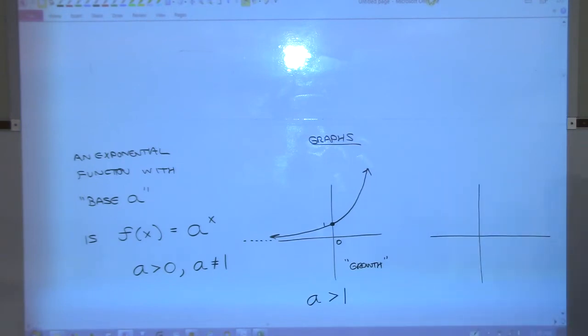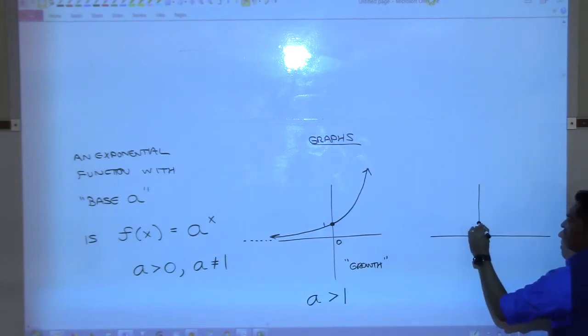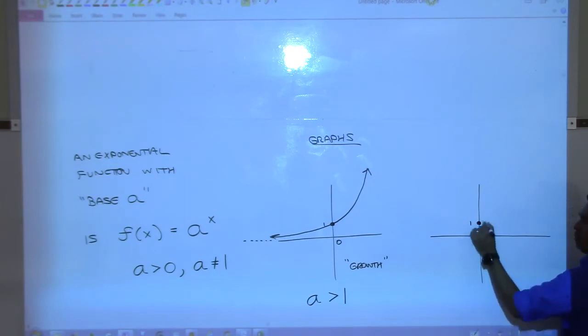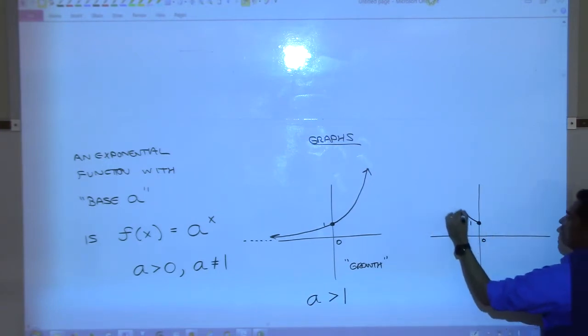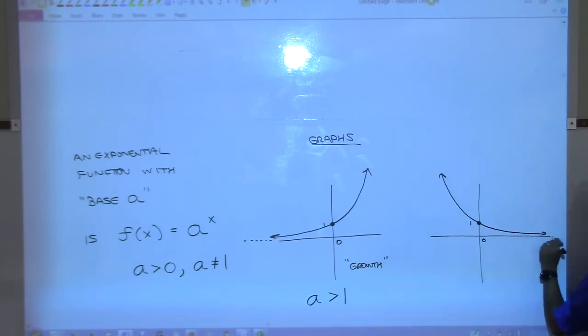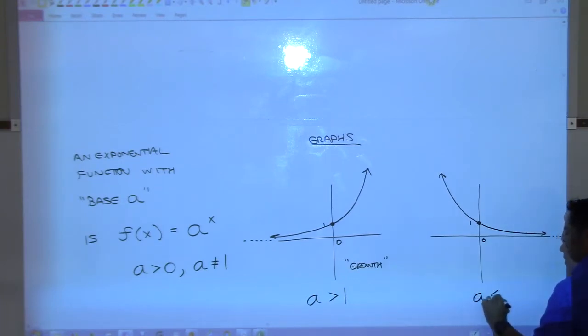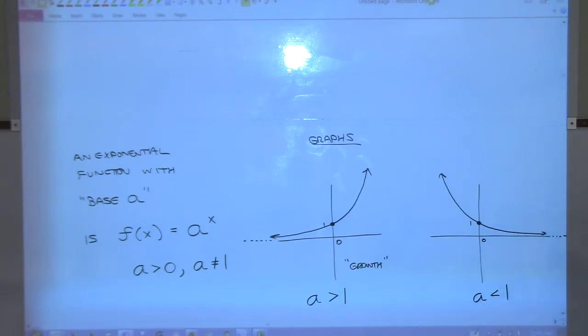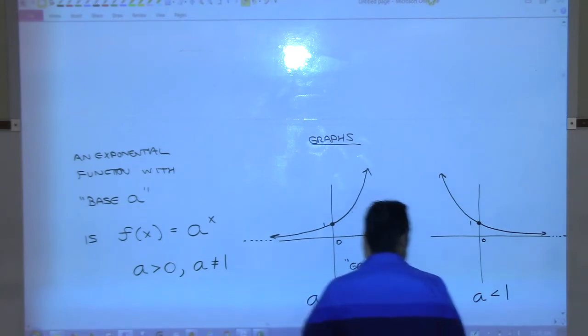Now, the other picture you could have with an exponential function would be you still have this point, right? At 0 you get 1. But instead of having it do that, it's flipped over. So it grows as you go to the left, and it shrinks as you go to the right. This is what happens if the number is less than 1. And this is called decay.